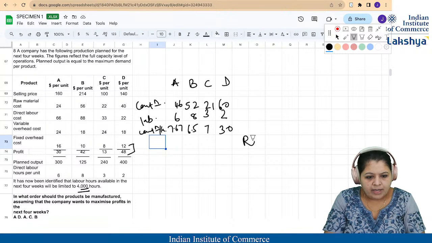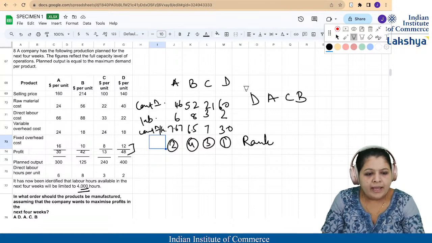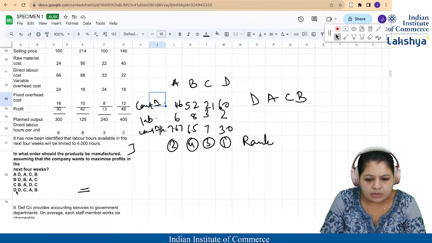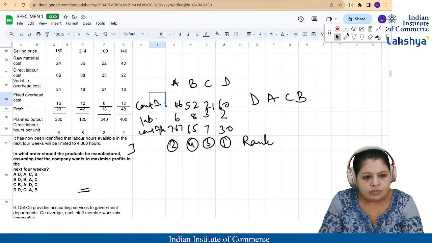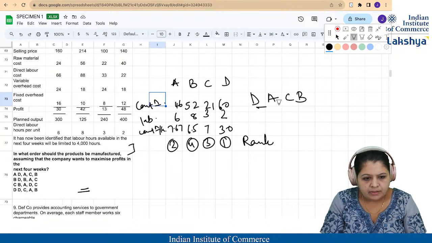Now I'm going to rank them, right? Which one is giving me the highest contribution is this, and then this, and then this and this. So it is going to be D, A, C, B. Do I have D, A, C, B here? Let's figure out. So we have answer A, which is your DACB. So we will go with answer A.